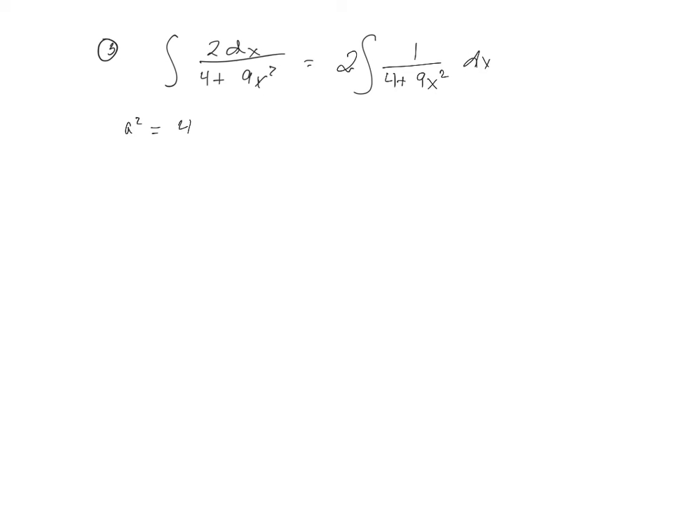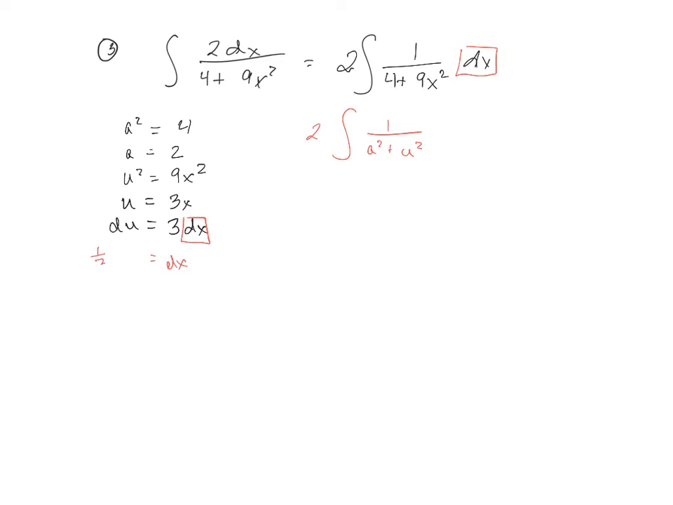So my a squared would be 4, which means a is 2. My u squared is 9x squared, which means my u value is 3x, and therefore my du would be 3 dx. So when I go to start replacing, I have that 2 there still. I have 1 over a squared plus u squared. And again, the only thing I'm left with is dx. So to get dx, I need 1/3 of du. So I have a 1/3 of du.